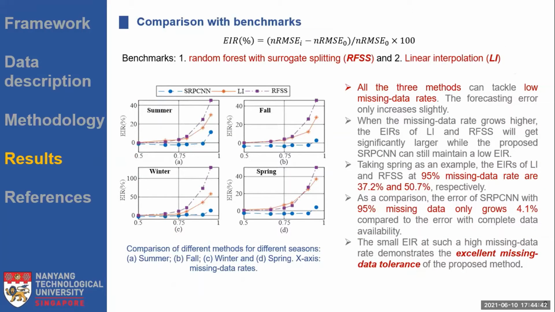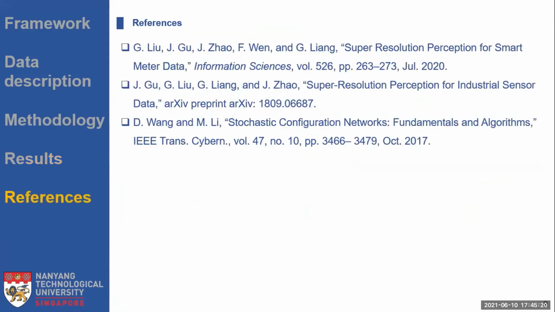Then we compare the proposed method with two other models that can tackle missing data. One is the random forest with surrogate splitting. The second one is where we use linear interpolation for missing data imputation and also use the SCN as the regression model. We can see that in all 4 seasons, the proposed method maintains a relatively low error, while the errors of the other two methods increase significantly as the missing ratio increases. So these are the references to the models.